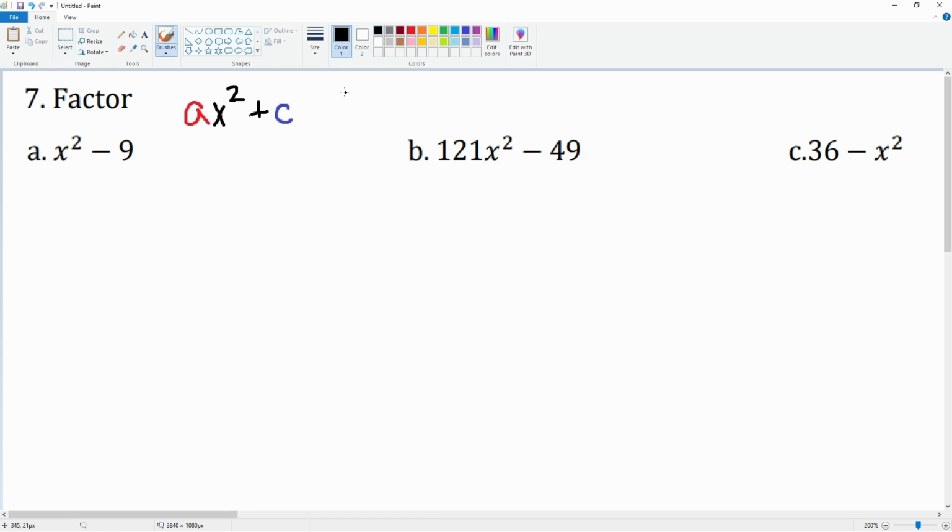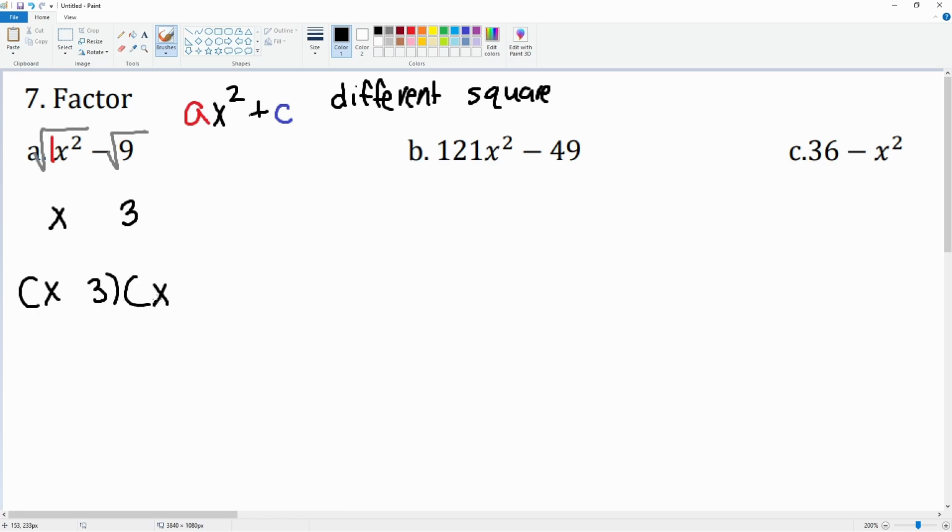call this a difference of squares, because notice all these numbers are perfect squares. Okay, so let me show you here. So number four a, it's actually a 1x squared. So what I'm going to do is square root each term. If I square root this, this becomes just an x. Square root of 9 becomes a 3. So my answers are in this format: (x 3)(x 3). One of them is positive, the other one is negative.